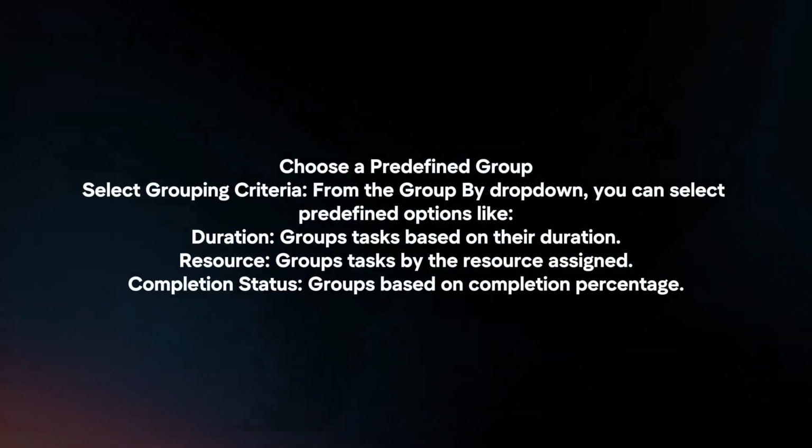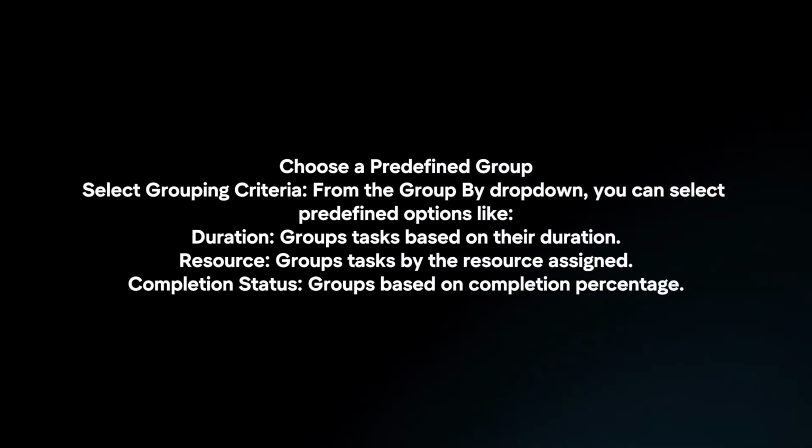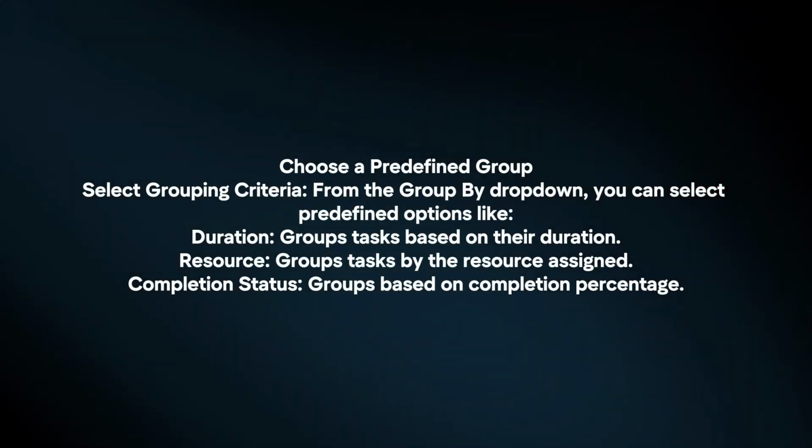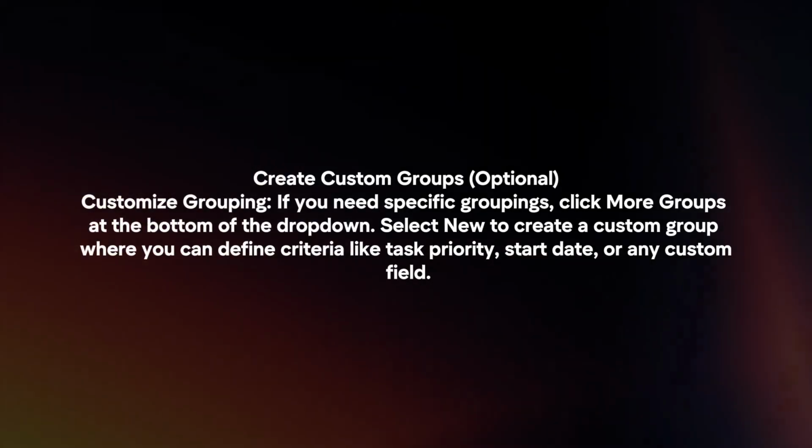Choose a predefined group. Select grouping criteria. From the Group by drop-down, you can select predefined options like duration, resource, or completion status.